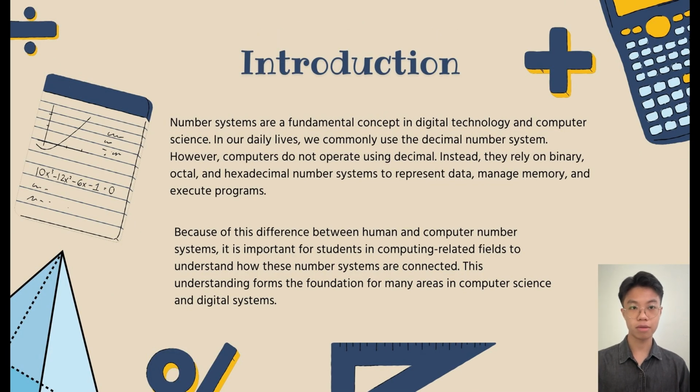Number systems are a fundamental concept in digital technology and computer science. In our daily lives, we commonly use the decimal number system. However, computers do not operate using decimal. Instead, they rely on binary, octal, and hexadecimal number systems to represent data, manage memory, and execute programs. Because of this difference between human and computer number systems, it is important for students in computing-related fields to understand how these number systems are connected. This understanding forms the foundation for many areas in computer science and digital systems.